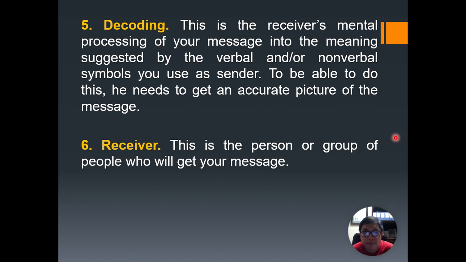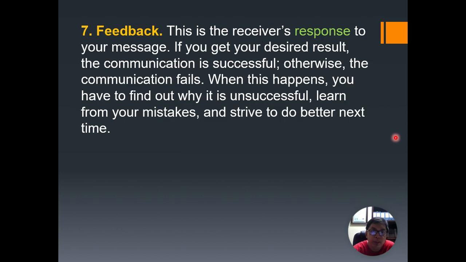And we have for number six, the receiver, the person or group of people who will get your message, as basic as this. Then it's time for the receiver to communicate back, what we call feedback. Feedback again is the receiver's response to your message. And if you get your desired result, the communication is successful. And otherwise, the communication fails. And when this happens, you have to find out why it is unsuccessful, learn from your mistakes, and strive to do better next time.